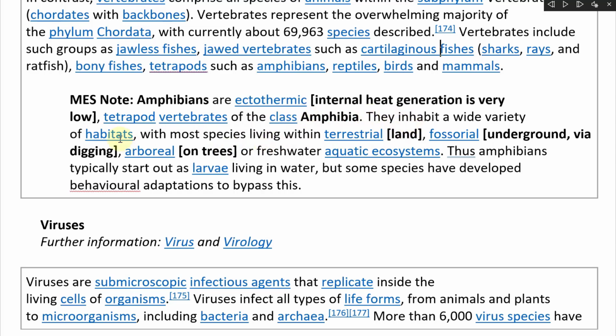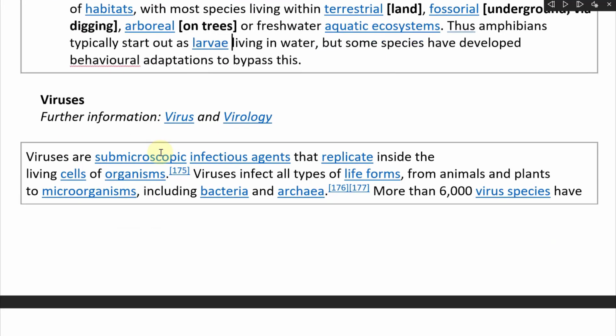They inhabit a wide variety of habitats, with most species living within terrestrial land, as well as fossorial, which is underground via digging, or arboreal, which is on trees, or freshwater aquatic ecosystems. Thus, amphibians typically start out as larvae living in water, but some species have developed behavioral adaptations to bypass this initial phase, which is quite interesting.